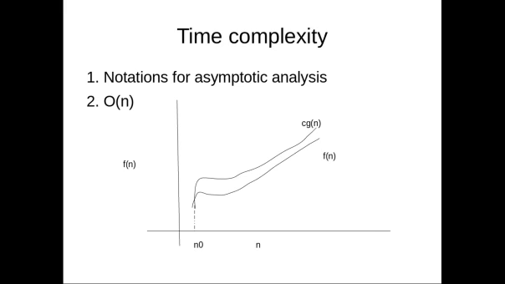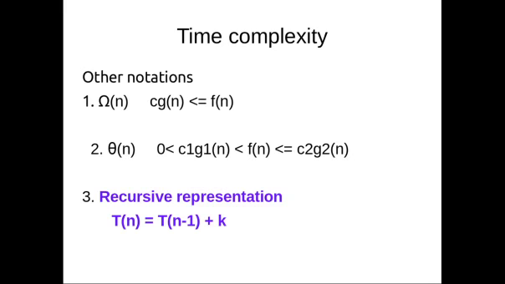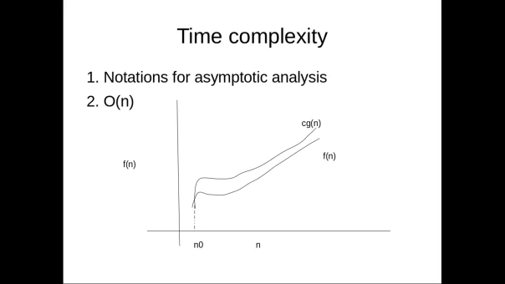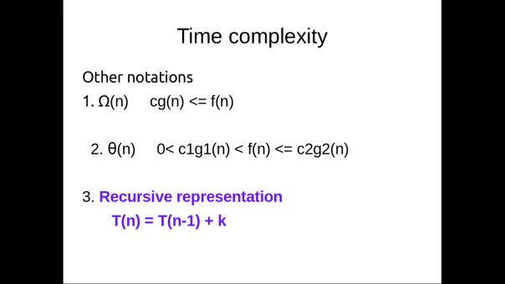Okay, now come to the second part. There are other notations like omega n and then theta n. Omega n is the reverse of big O of n, and theta is the average case of n. We will see one example, then we will compare.